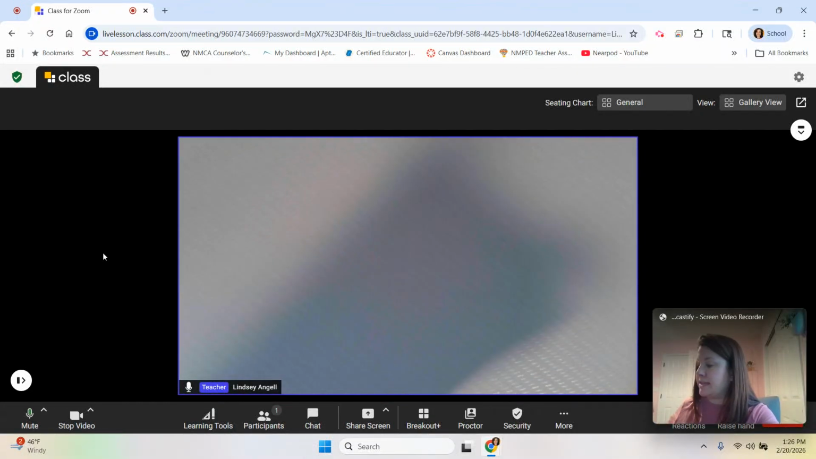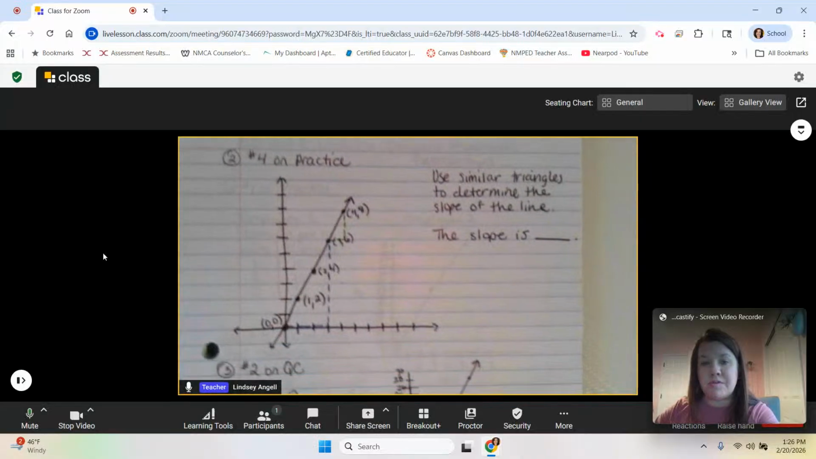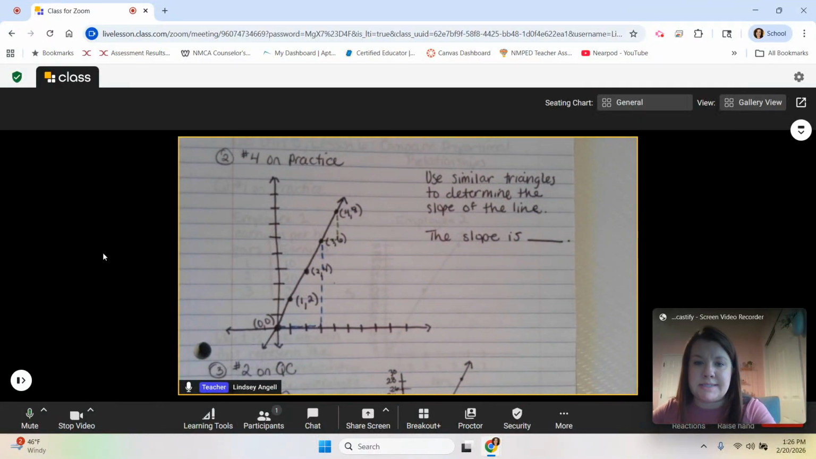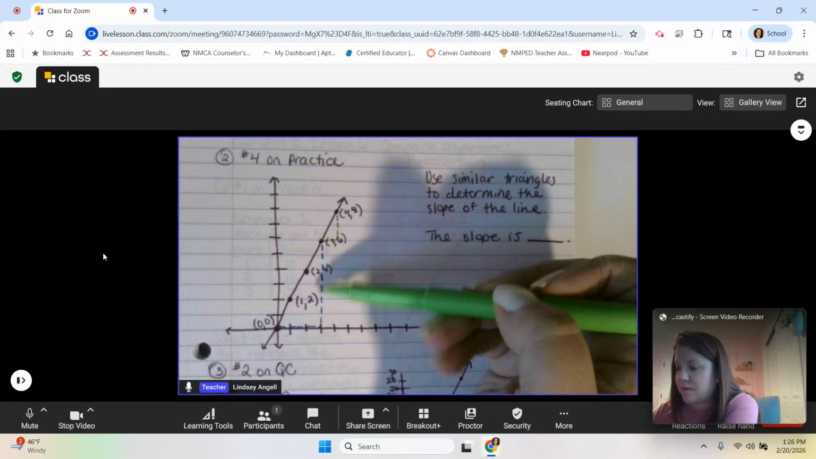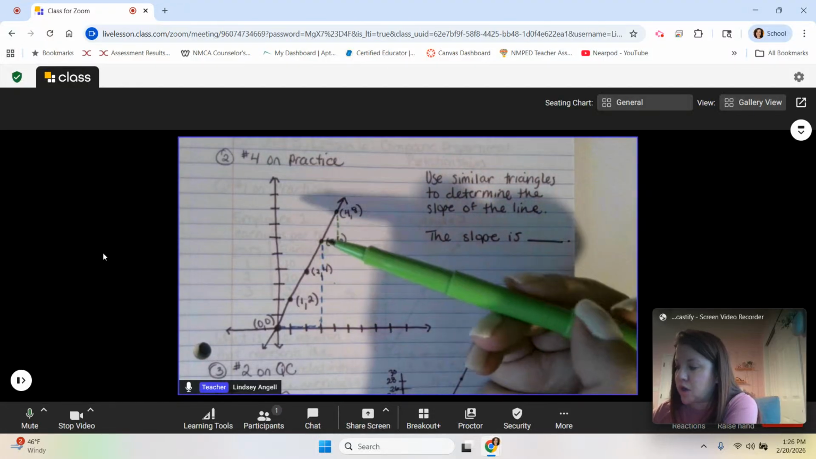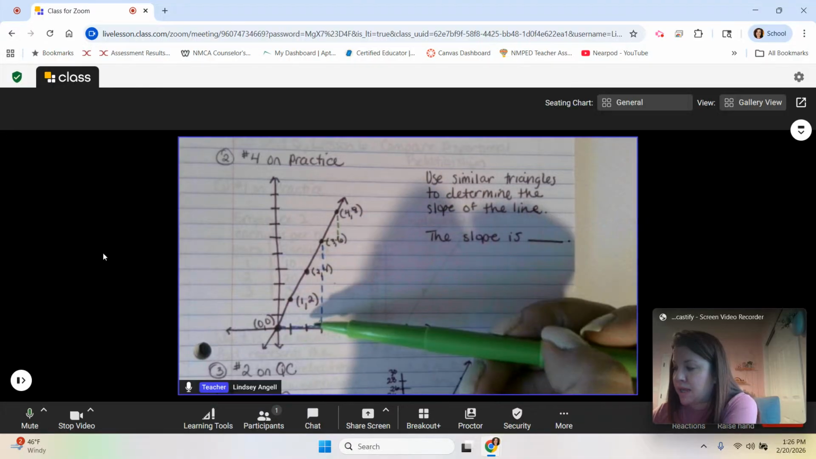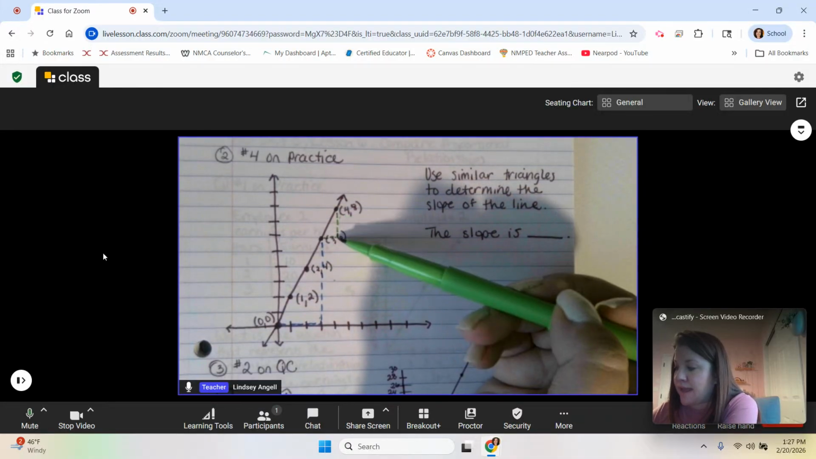Okay, the second example I have set up for you is number 4 on your practice. It says to use similar triangles to determine the slope of the line. I'm not going to lie to you, that's probably my least favorite method. I just don't really like it, but it's up to you. If you like it, awesome. They set up similar triangles for you. They have this bigger one here, and then they have this little guy right here.